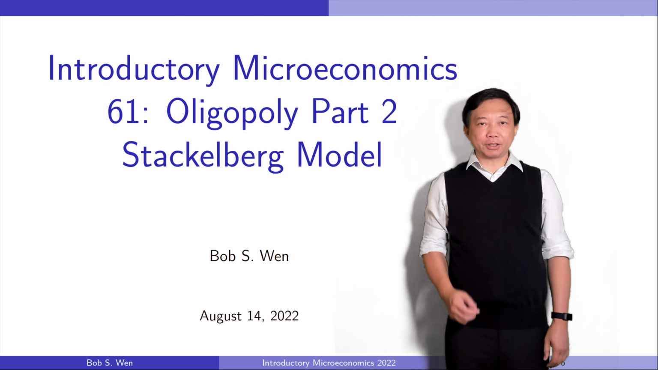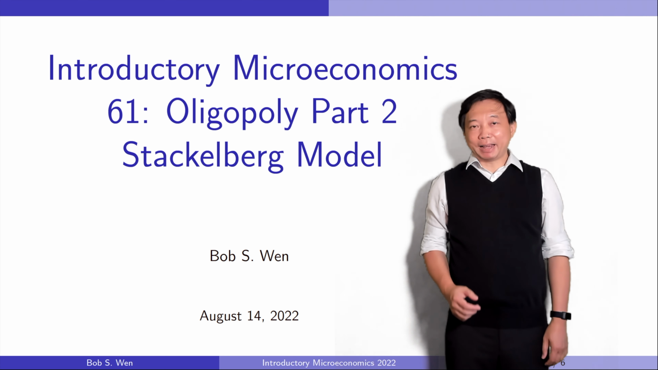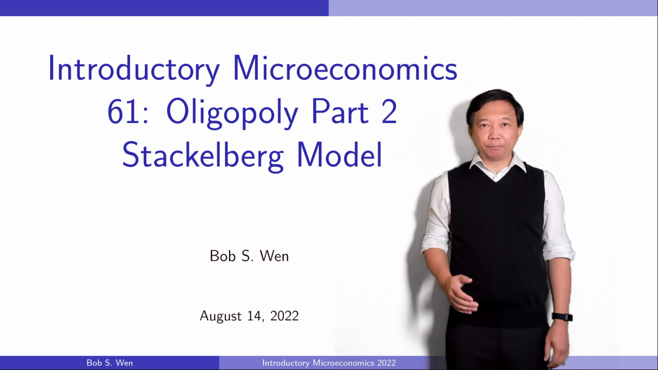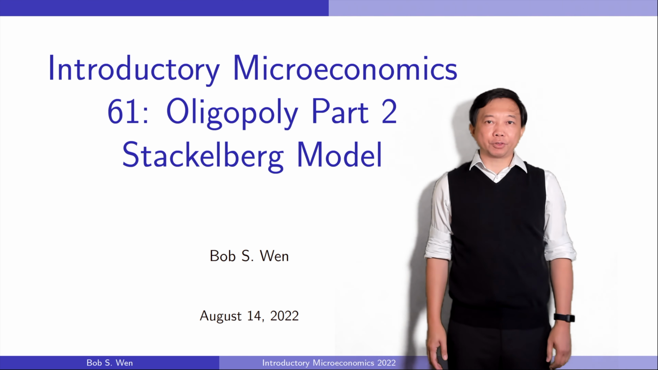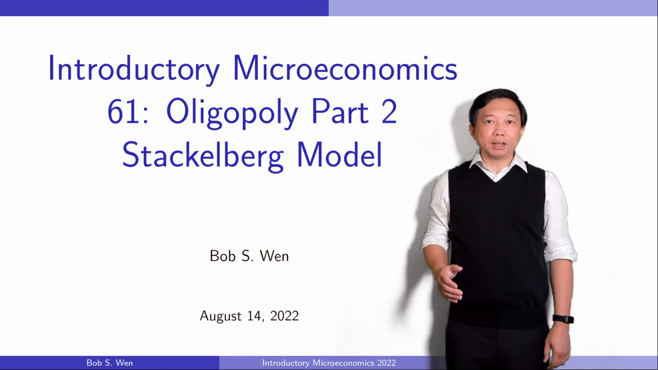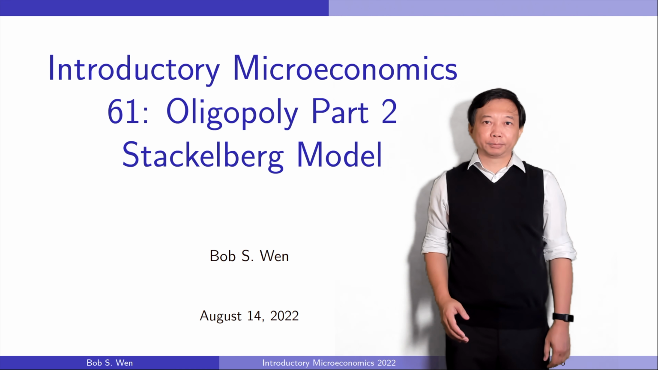In the Cournot model we discussed last time, both firms announce their output decisions simultaneously. But in practice, one firm may act before the other. It is true when one firm enters the market before the other firm. In this situation, we use the Stackelberg model.